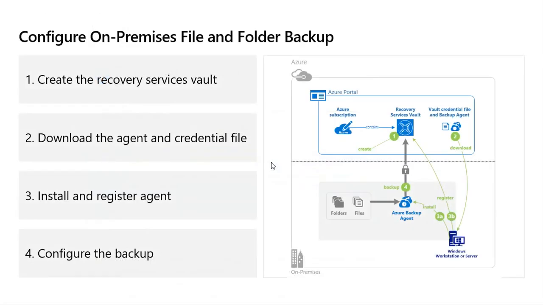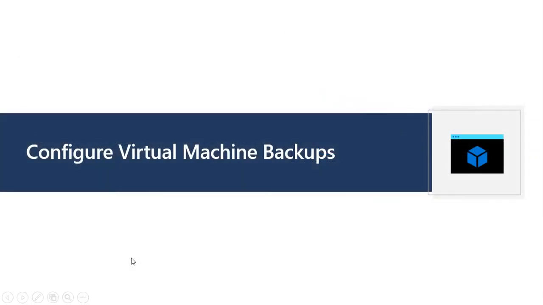This picture shows how to take your on-premises files and folders to a Recovery Services Vault: create a Recovery Services Vault, download the agent and install the agent on your server or workload where you're going to take backup, and configure the backup policy. So, how to take a virtual machine backup?